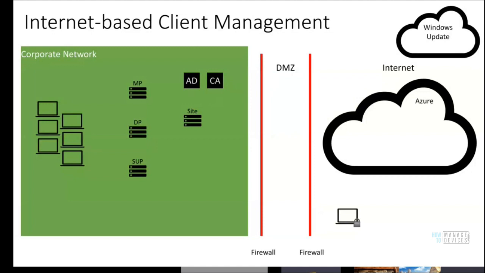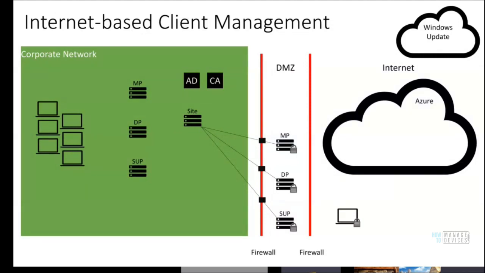Just to give a brief outline of how IBCM works and what the flow is: you need to implement a new site server in the DMZ. That will be your MP or DP or both. You can have all the roles in one single server and use one certificate for that server, like ibcm.fqdn.yourcompanyname.com. Once that is done, you need to open the firewall between your corporate network and the DMZ.